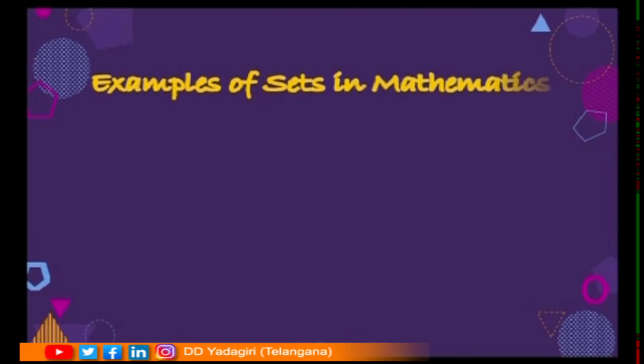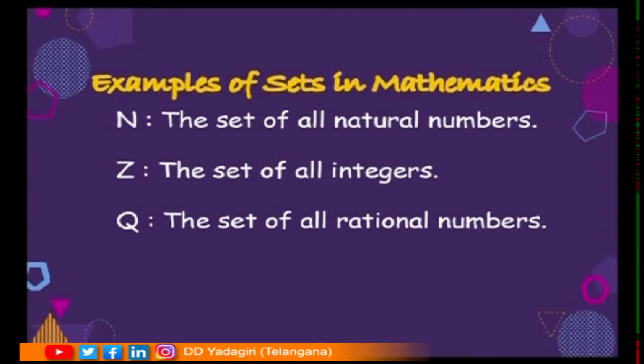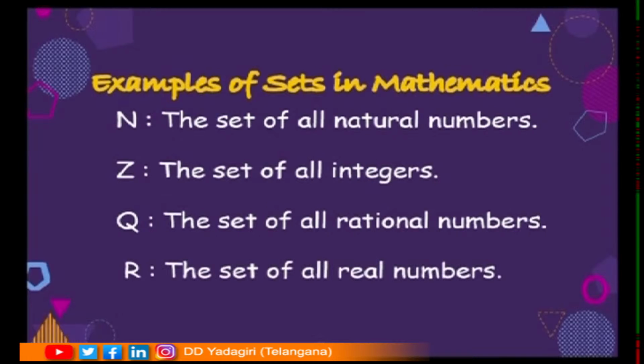Now, let us consider a few examples of sets which you have learnt in your previous classes. N, you have used capital N in your previous classes too. N we consider as the set of all natural numbers. Z, the set of all integers. Q, the set of all rational numbers, and R, the set of all real numbers.